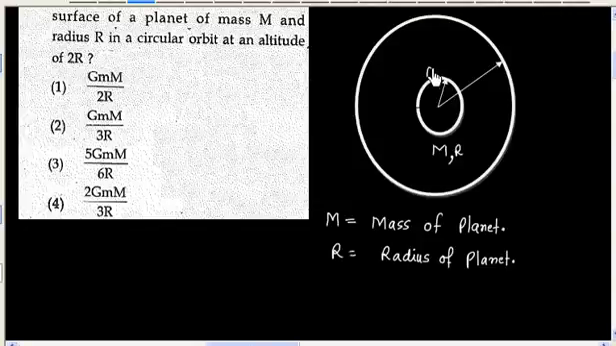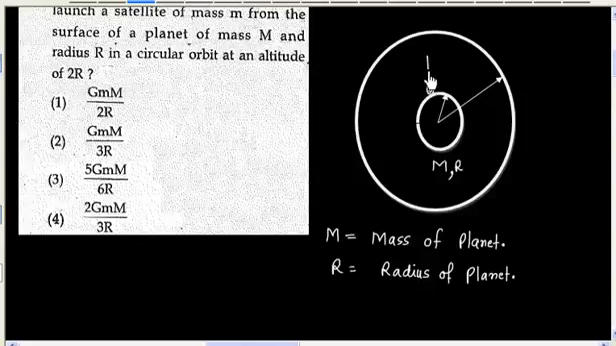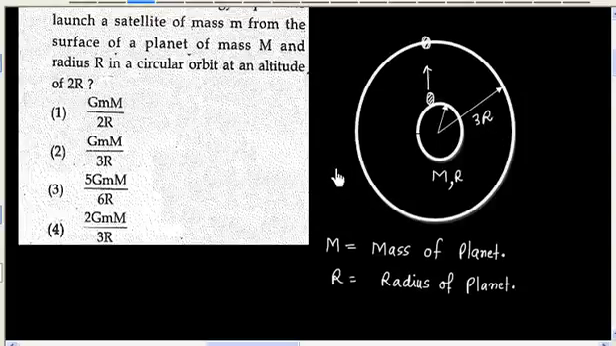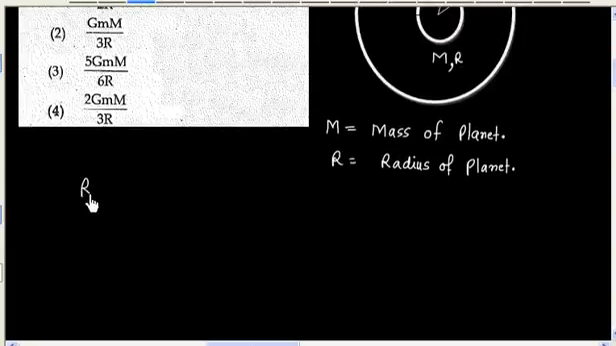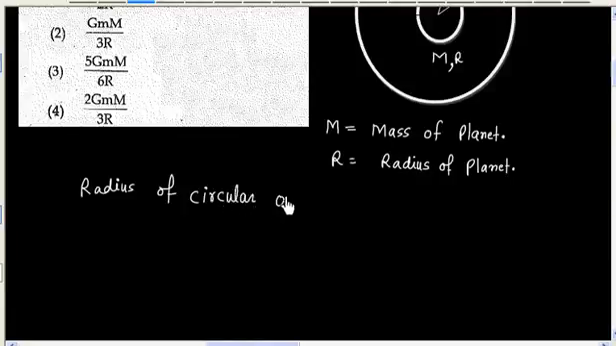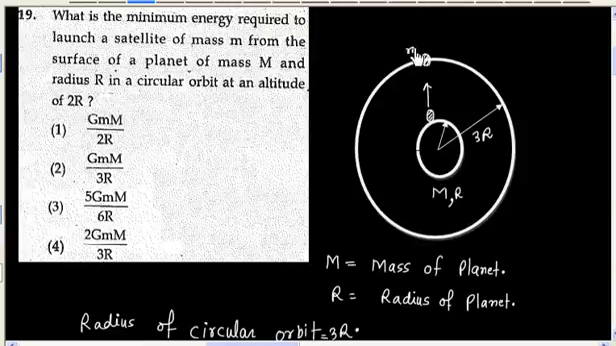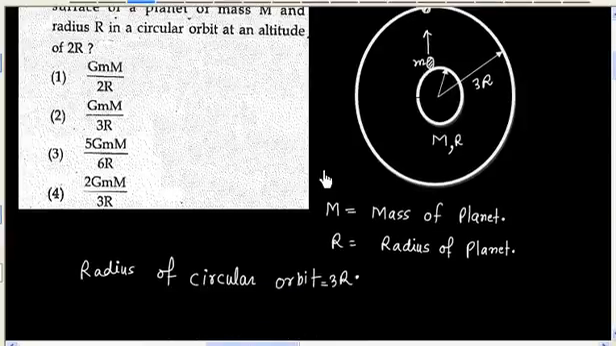A satellite is launched from the surface of this planet and finally it moves in a circular orbit of radius 3r. So radius of circular orbit is 3r. A small m is the mass of satellite.